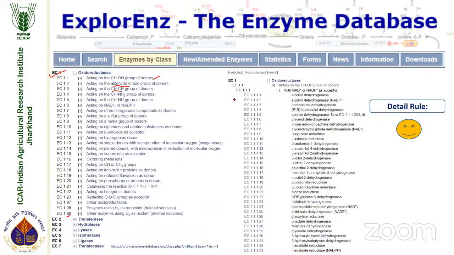If you go further inside, in the CH-OH group donors, you have the acceptor. Which one is the acceptor? NAD plus is the acceptor. This acceptor has several entries, as you can see. The first one is alcohol dehydrogenase, with enzyme number 1.1.1.1. This is alcohol dehydrogenase, and it has been asked in exams several times. Similarly, for alcohol dehydrogenase where NADP plus is the acceptor, you have a list of many named enzymes.